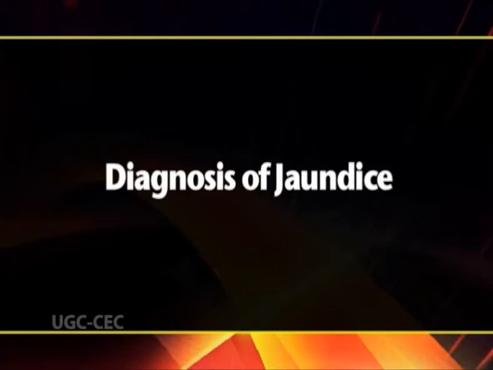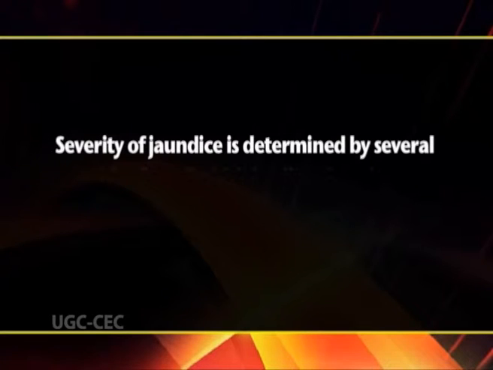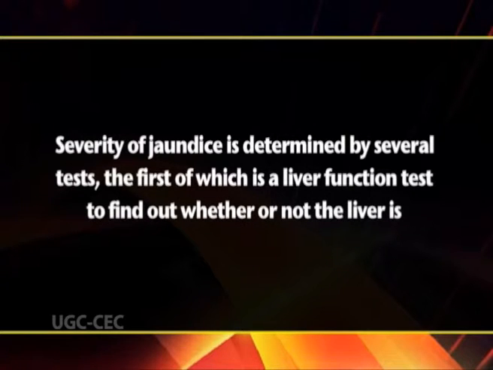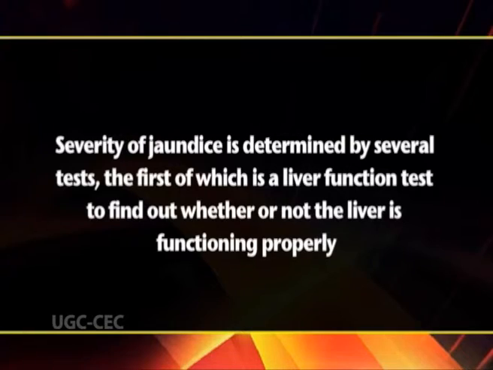Now the diagnosis of jaundice. Doctors will be feeling for masses, that's tumors in the abdomen, or checking the firmness of the liver. A firm liver indicates cirrhosis, while a rock-hard liver indicates cancer. The severity of jaundice is determined by several tests, the first of which is a liver function test, to find out whether or not the liver is functioning properly.